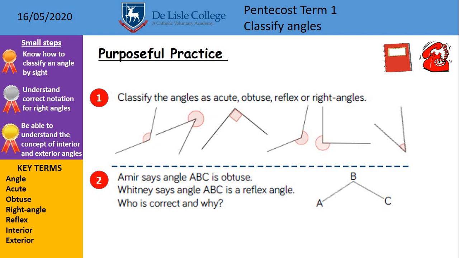Okay, a little bit more purposeful practice here. Once again, classify the angles as acute, obtuse, reflex, or right angles, and I want you to write why. And when we say why, let's give a definition of what each of those angles are so you can prove you know why you've got those. And then we've got a little bit of an extra thinking question there with Amir. So pause that and make sure you've drawn quick sketches of these in your book if you can't get the worksheet, and then you've given an answer and a reason for each of those, please.